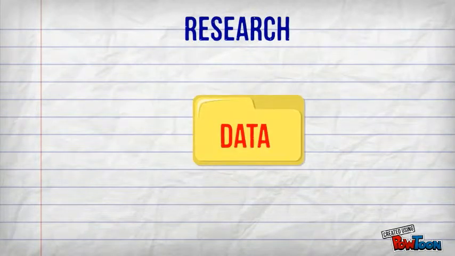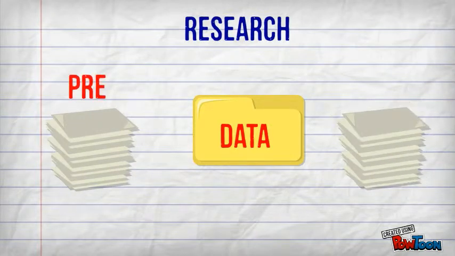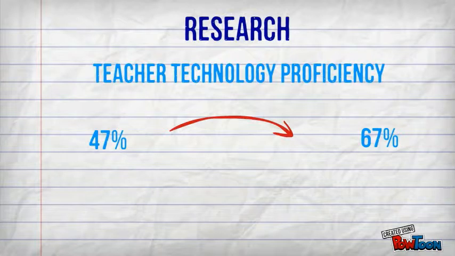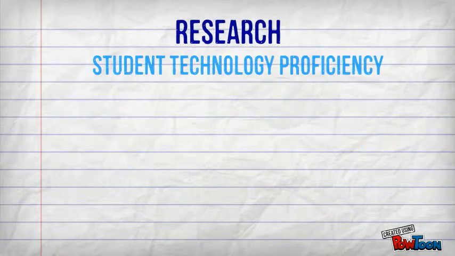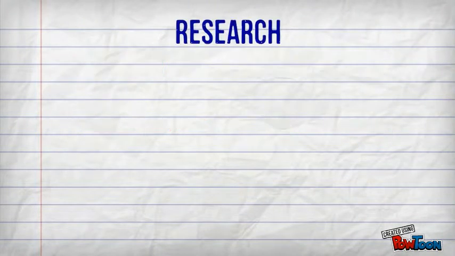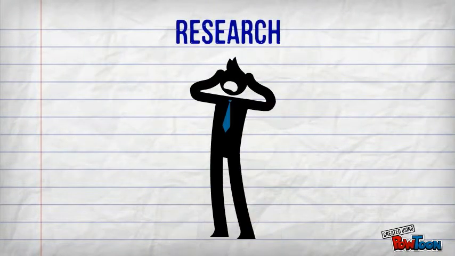One piece of data we found really interesting is that after reviewing pre- and post-grant test data, teacher technology proficiency improved from 47% to 67% in 1 school year. The student technology proficiency data for the same year showed an improvement from 4%, yes, 4%, to 17%. If those numbers don't jump out at you, there is something wrong.